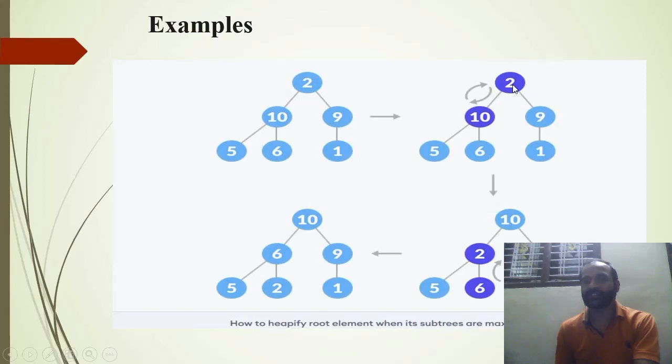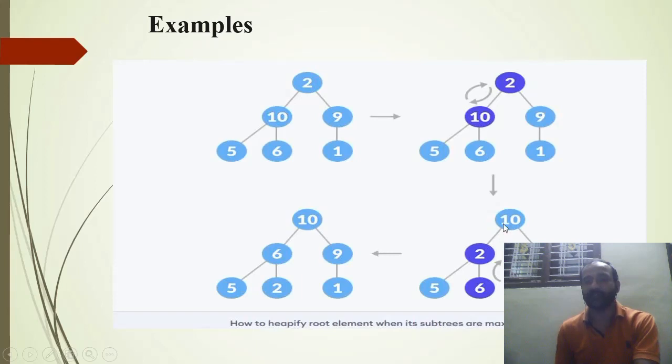In that case, we can compare with the left child and right child. Which element is greater than the current element? That element should be the root. So here 10 is the greatest. 10 is the maximum when compared to the current element, so we can swap the current element with the maximum element.